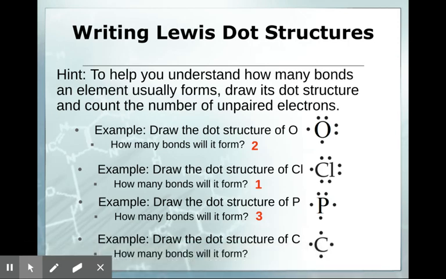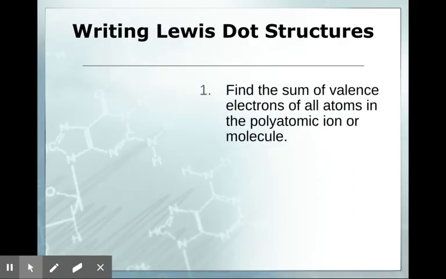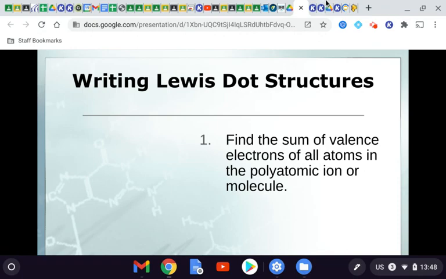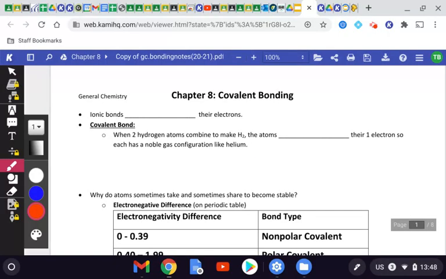Looking at the dot structure of carbon there. Carbon is in group 4A. It has 4 open bonds to it, so carbon will always form 4 bonds. All right, so now we're going to look at the rules of writing Lewis dot structures, and I'm actually going to leave this here and go to our notes and fill these ideas in our notes.